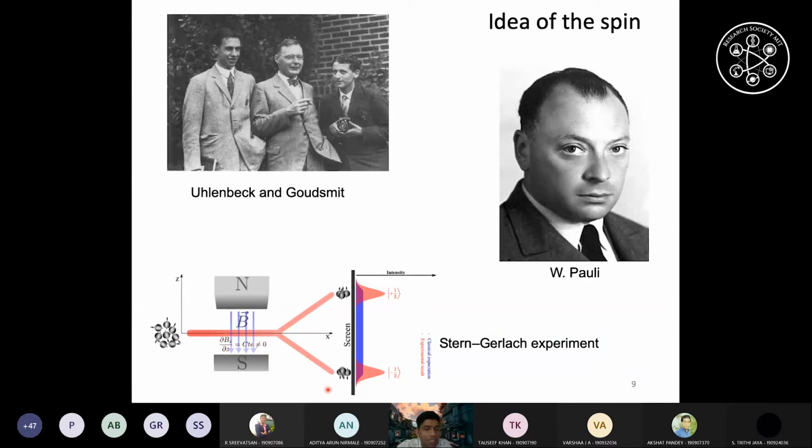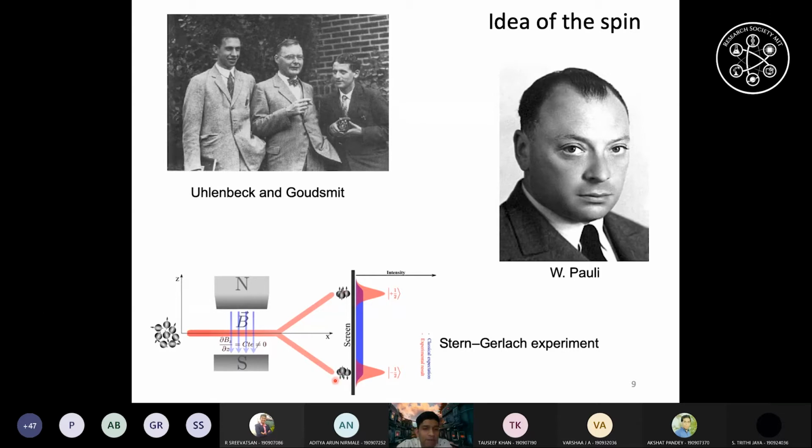So if we pass the silver atoms, we should get a pattern like this on the screen. All the silver atoms should distribute like this, if you see the blue one. However, surprisingly, what they found is that half the atoms went here and half the atoms went here.